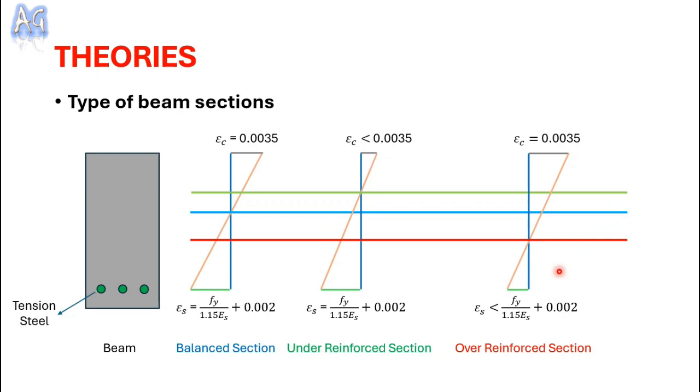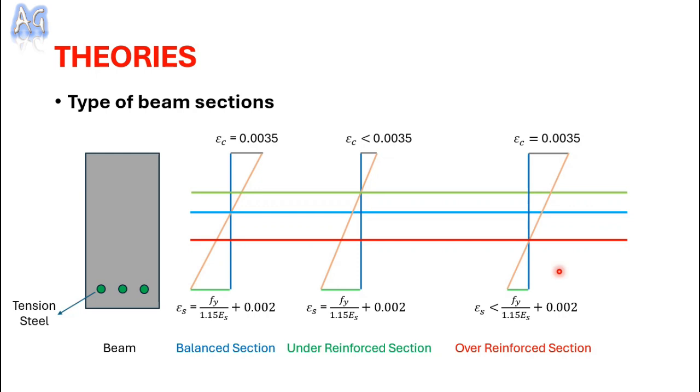So when you do not provide the exact AST, your section will not be a balanced section anymore. That's why practically it's not possible to design a balanced section, but if you are able to design one, it would be the most economical section. That is only theoretical; practically you cannot achieve it. So now you have two options: one is the under reinforced section and the second is the over reinforced section. The question is which type of section you will choose.